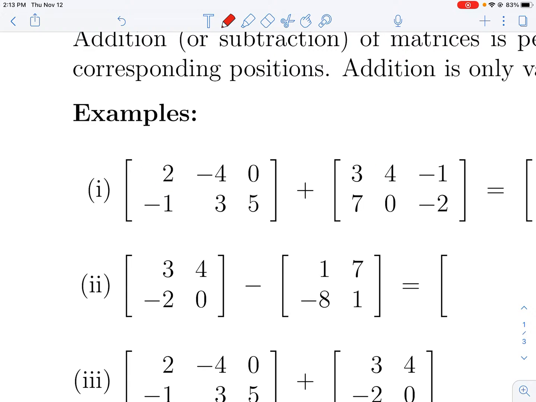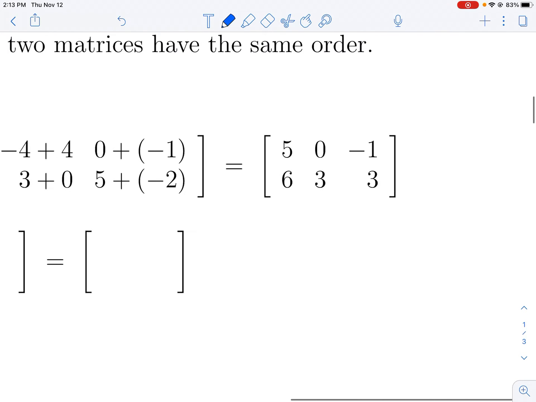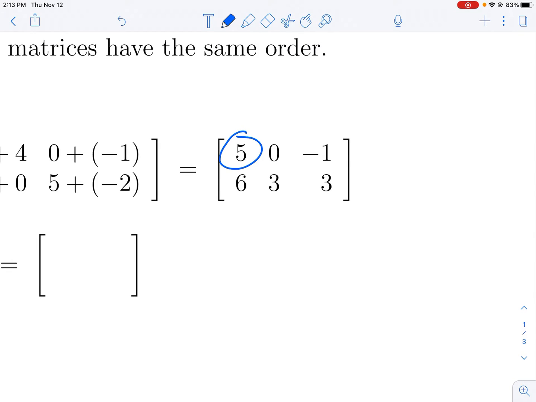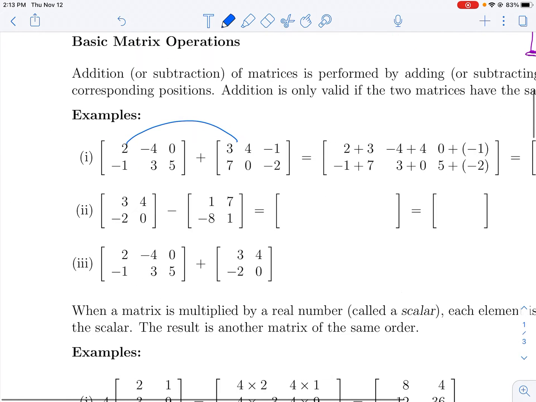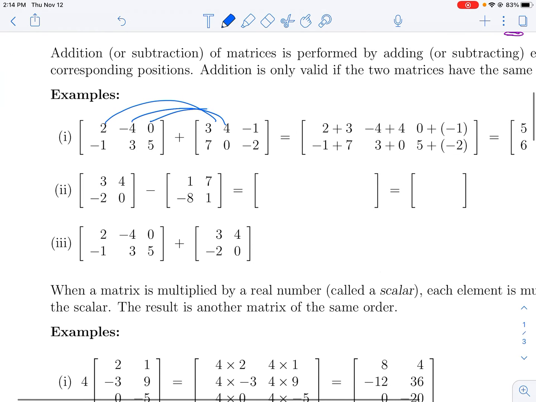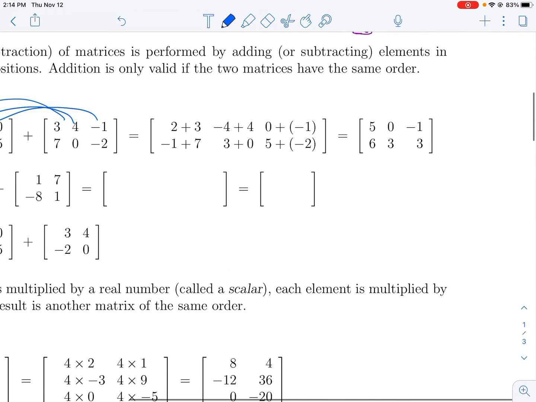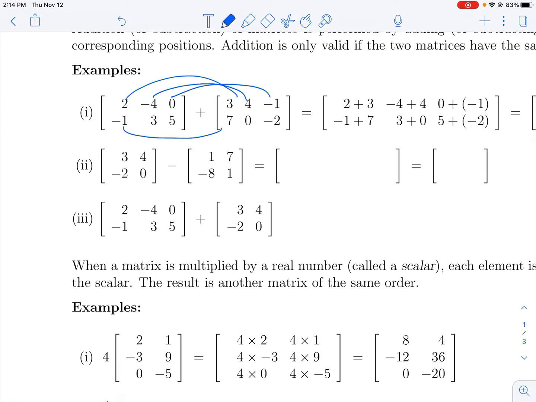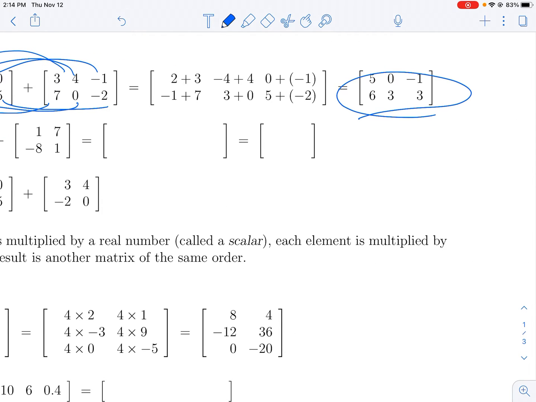So let's show you what that looks like. 2 plus 3 is going to be 5. Hooray! Next one here, -4 plus 4 is going to give you 0. And then my next one is 0 plus -1 gives me -1. And then you can do the same for the bottom row. -1 plus 7 is 6. 3 plus 0 is 3, and 5 plus -2 is 3. So we got our last row there. And so that's how it works.